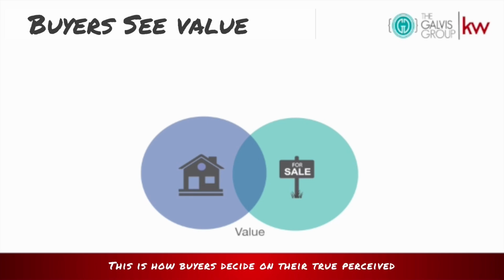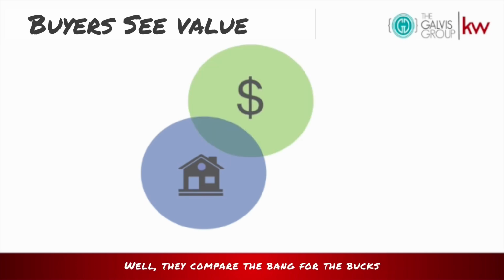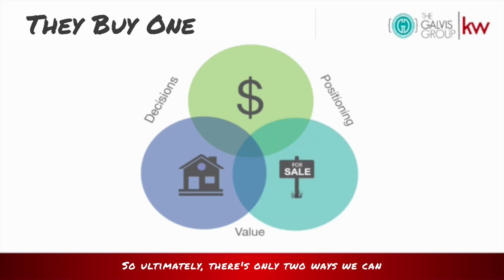This is how buyers decide on their true perceived value of the property for how it's going to support all their lifestyle wants and needs. And that perceived value, we're going to call the bang. And how does the buyer of any commodity decide to buy a certain commodity or good? Well, they compare the bang for the bucks that are being asked for it, and they compare that bang for the buck of your home to all of the other homes that they see. And based on all of the homes they've seen, they're going to buy the one that offers them the most bang for the buck. So ultimately, there's only two ways we can position your property. One is to sell, the other is to sell your competition.